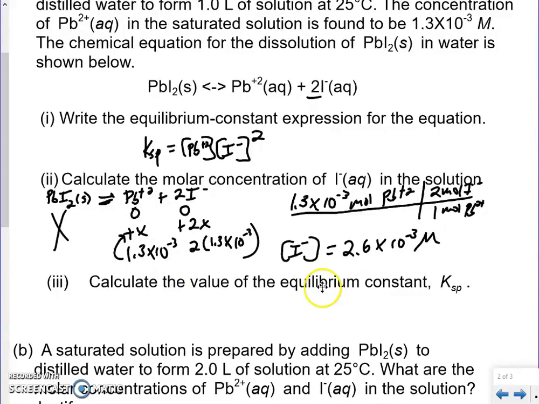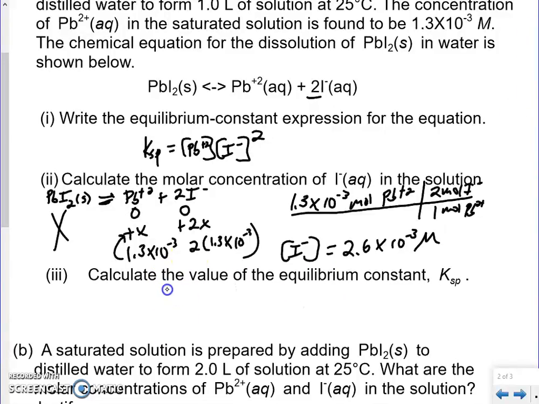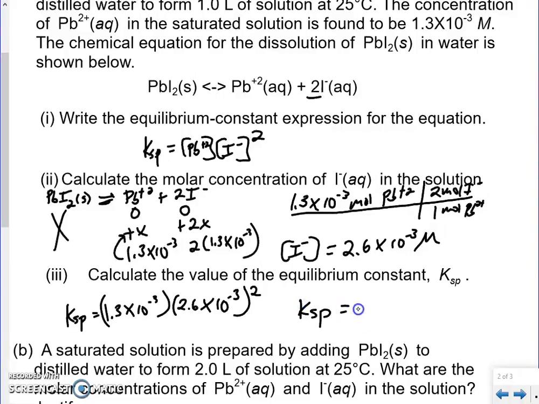It then says to calculate the KSP. Again, we should be able to do this fairly easily. This is just plugging in the numbers we just calculated into our KSP expression. So KSP is the concentration of lead, 1.3 times 10 to the negative third, times the concentration of iodine squared. Iodine's concentration, we just calculated, is 2.6 times 10 to the negative third squared. And what we're going to end up getting here is KSP is going to be equal to 8.8 times 10 to the negative 9th. So not too bad.